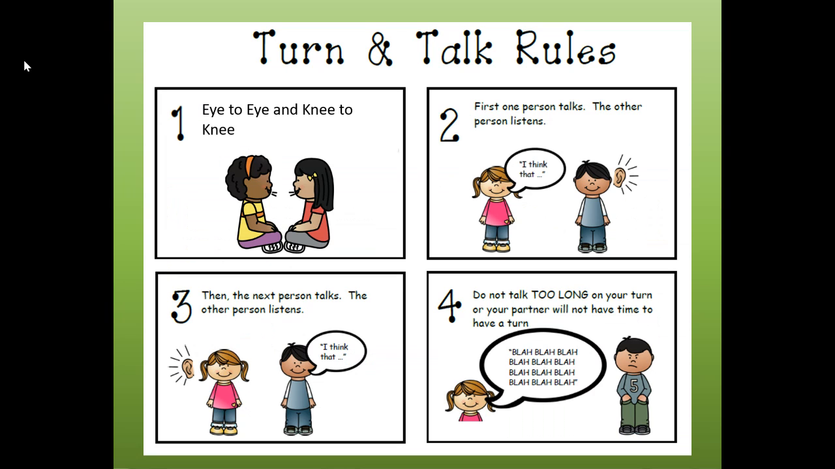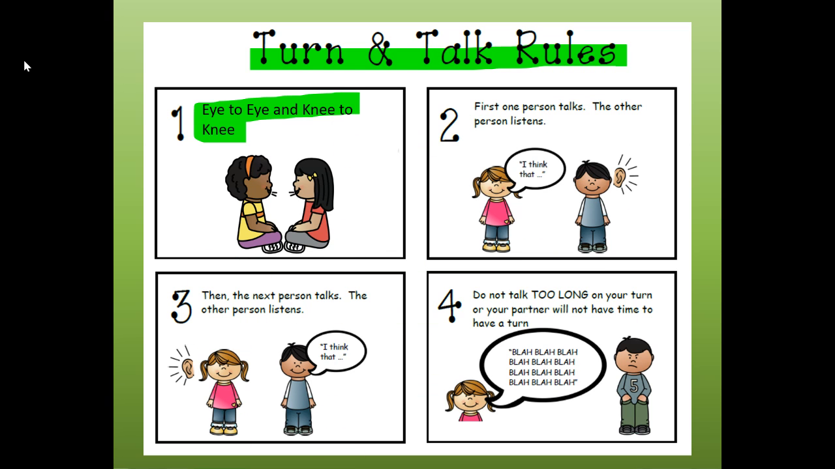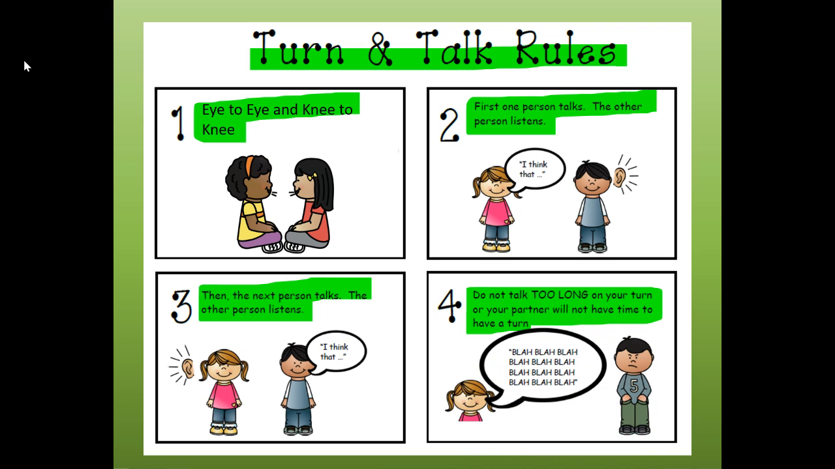All right, so for this lesson, we're going to turn and talk. If you have a virtual partner at home, turn and talk rules. Number one, eye to eye and knee to knee. So if you have a partner at home, you make sure that you look at them and face the speaker. Number two, first one person talks, the other person listens. Number three, then the next person talks, the other person listens. Number four, don't talk too long on your turn, or your partner will not have time to have a turn.